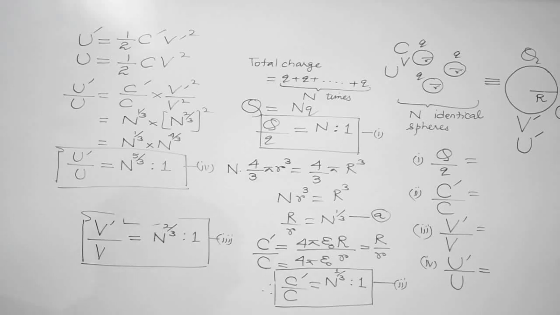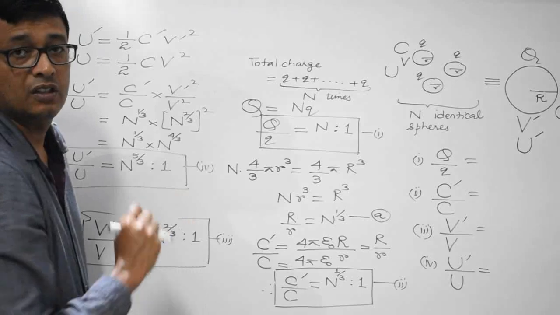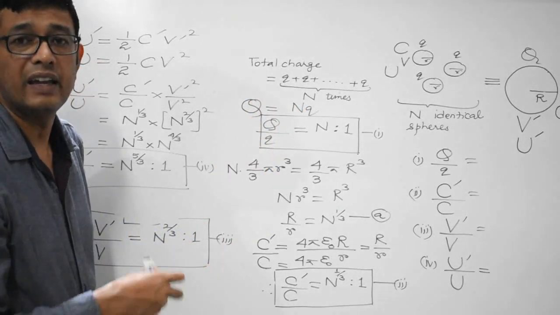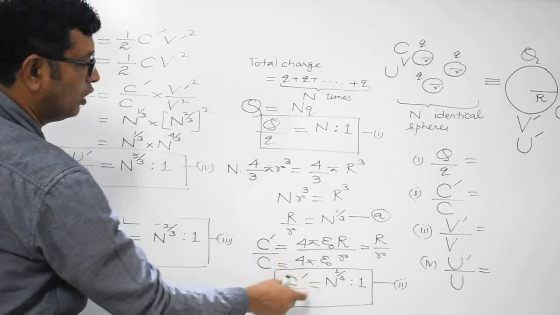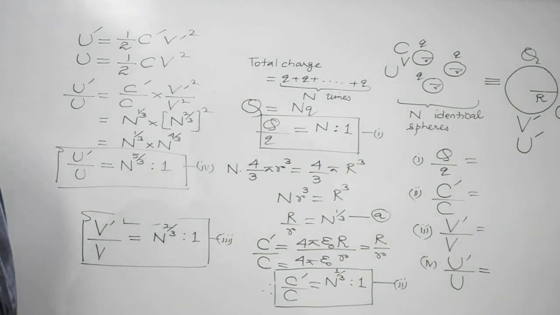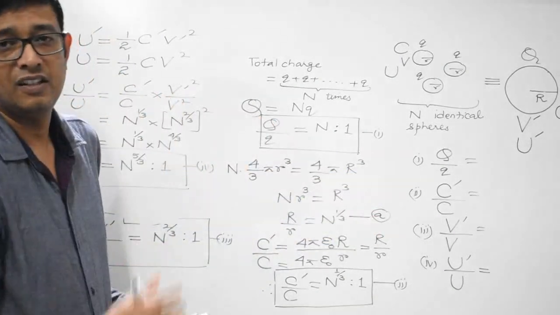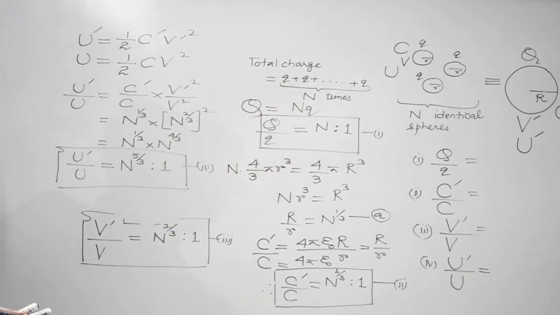So students, do remember these results. In MCQs, you can make use of this result directly. N is the number of drops, which may be 8, 27, 64, and accordingly substitute the value of n and you should get the ratio of various physical quantities: charge, capacitance, potential and energy. Right? So this was a very, very good numerical.